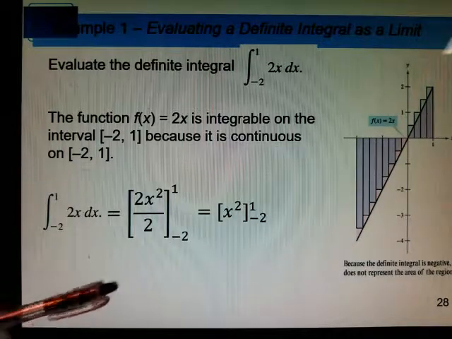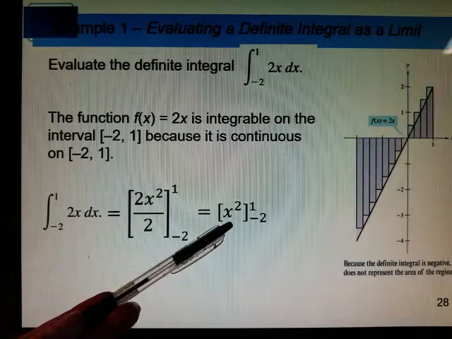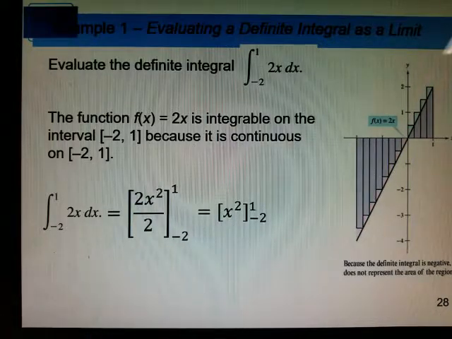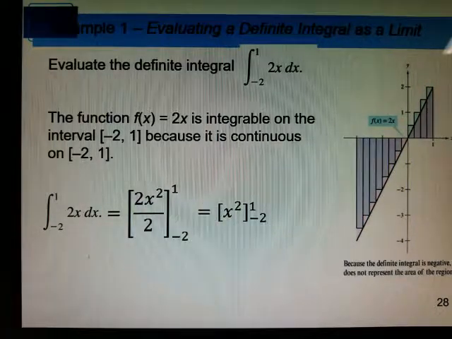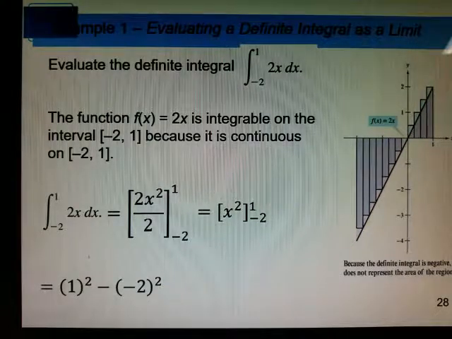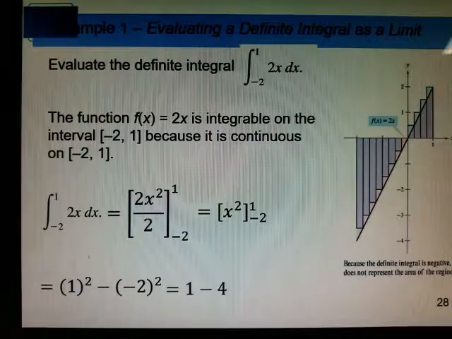Now, what this tells me to do then is to plug in the top number first. So that would be 1 squared. And then minus when I plug in the bottom number. So I'm going to plug in the top number minus the bottom number. So 1 minus 4, and that answer is going to be -3.